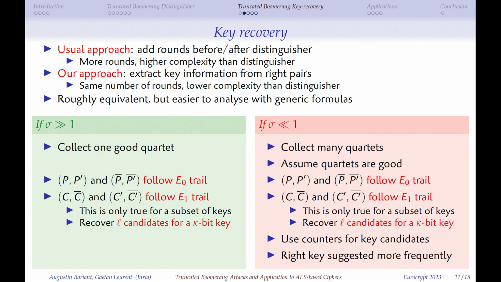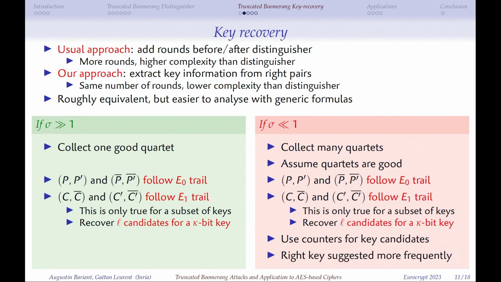So the number of rounds will be the same, but the complexity will go down. So the idea is we collect many quartets, we assume they follow the trail, and then we extract information about the key. So if we are in the case where all quartets are good, that's easy, you just get the key.